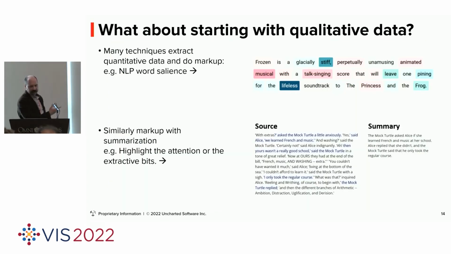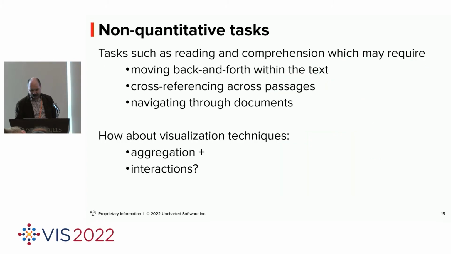So the previous two examples were focused on quantitative data as a starting point. What if our starting point is qualitative data? The top example here is markup from NLP. We're indicating word salience on a classification model, and we've got a quantitative score out of that. The second example, we're looking at summarization. It's washed out here, but there should be highlights indicating the text that is being attended to specifically for creating the summary.